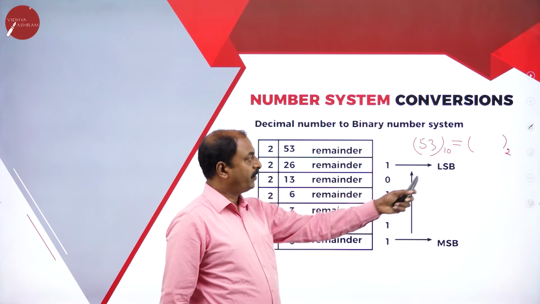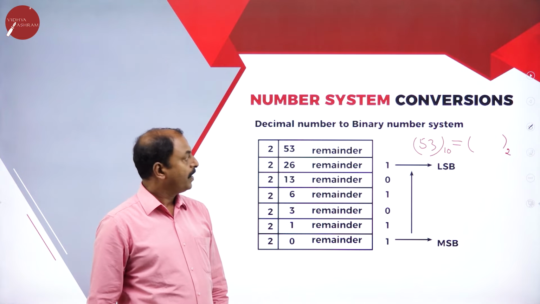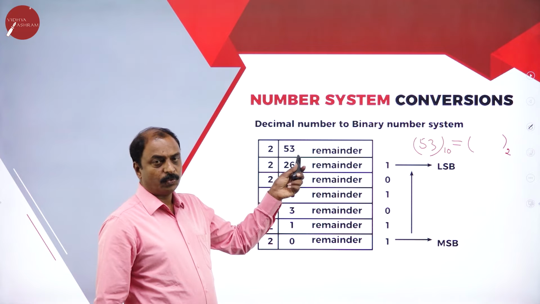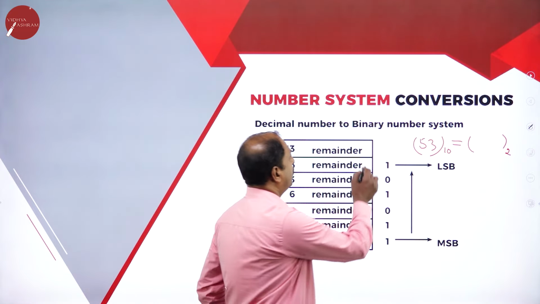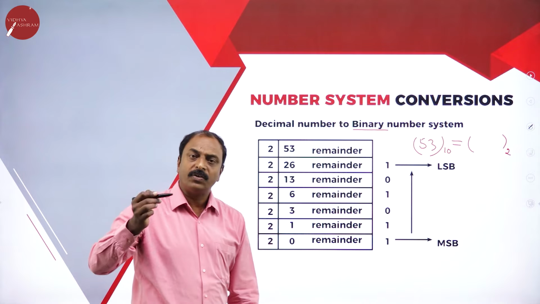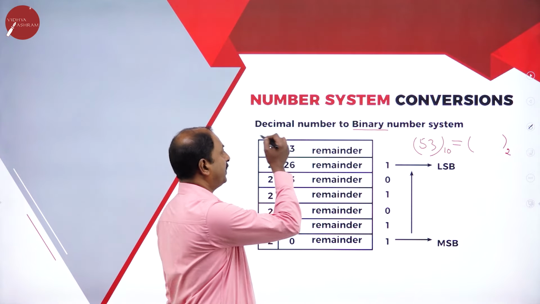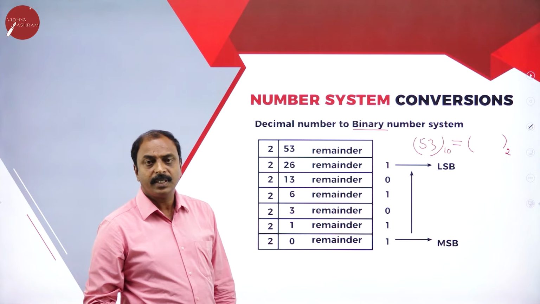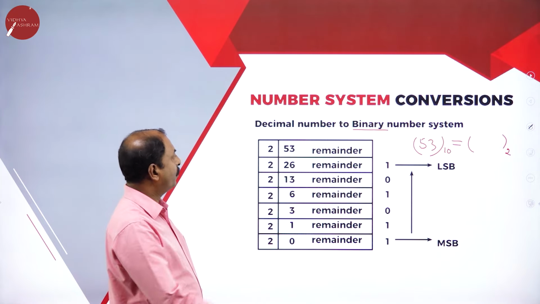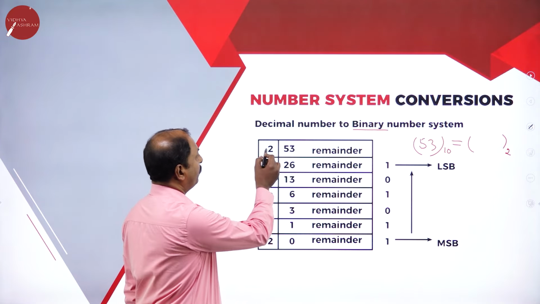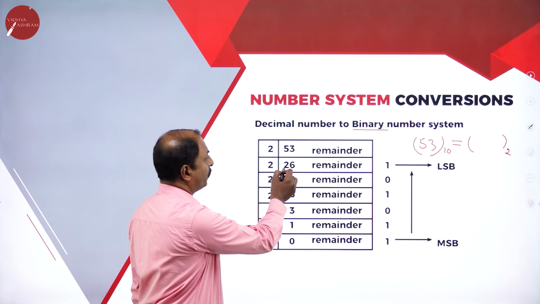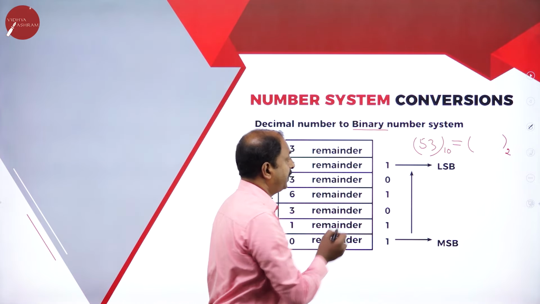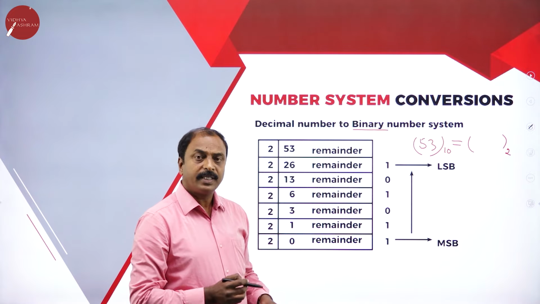The procedure is, the first given number is 53. First you have to divide the given number by 2, because here we have to convert this into binary. So we start dividing the given decimal number by 2, and we have to store the remainder. Now let us start dividing 53 by 2. If you divide 53 by 2, 2 2s are 4 and 13, 2 6s are 12, and the remainder is 1. Here we are storing the remainder as 1.